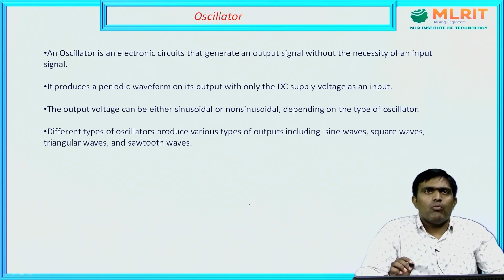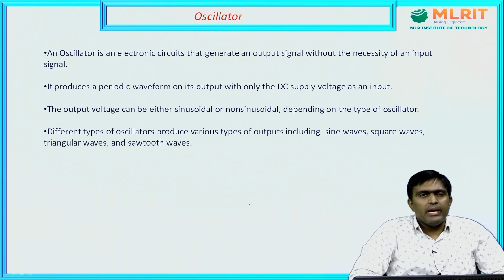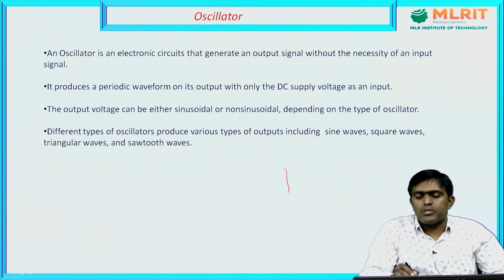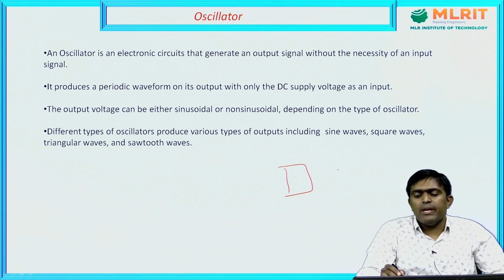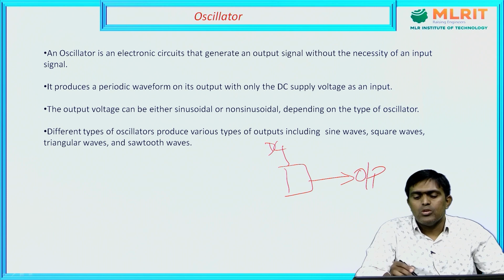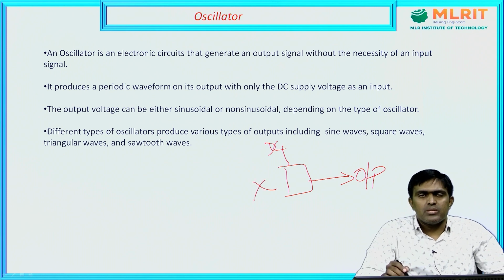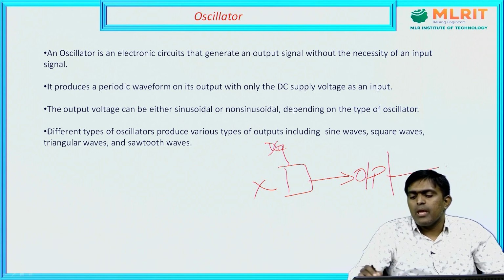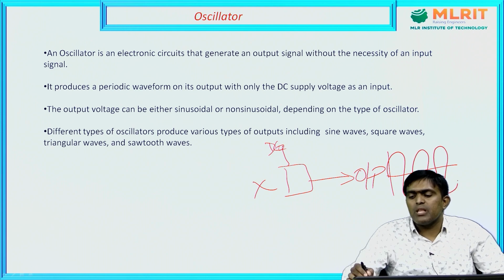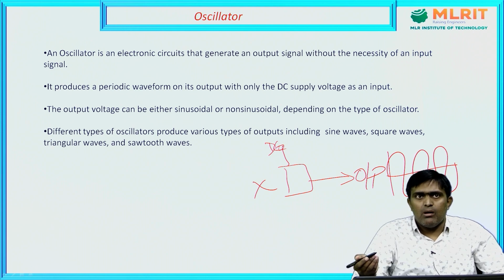First of all, what do we mean by an oscillator? An oscillator is an electronic circuit that generates an output signal without the necessity of an input. Without any input, we get an output signal. We just give a DC voltage, and here we get the output. There is no need of any inputs. Such a circuit is an oscillator. It produces a periodic waveform on its output with only the DC supply. A periodic waveform is a sine wave, a square wave or a sawtooth waveform.